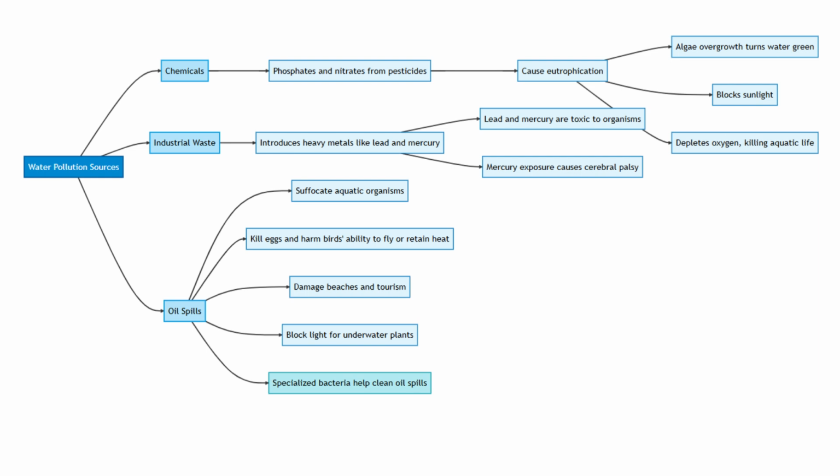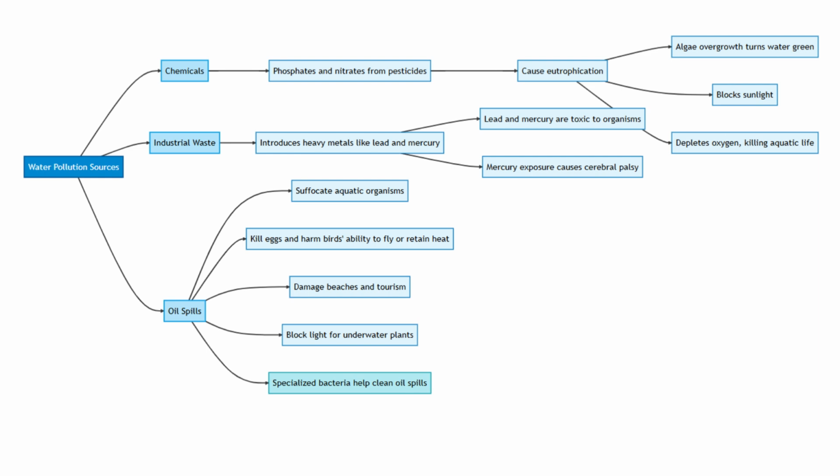Chemicals like phosphates and nitrates from pesticides cause eutrophication, an overgrowth of algae that turns water green, blocks sunlight, and depletes oxygen, killing aquatic life. Industrial waste introduces heavy metals like lead and mercury, which are toxic. Mercury exposure can lead to severe conditions like cerebral palsy.